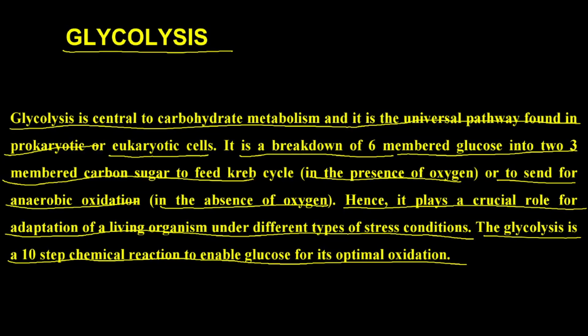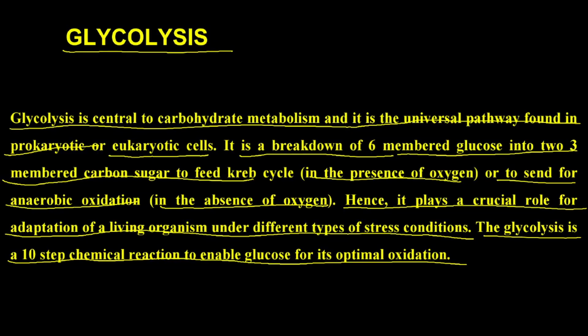So if we go by the definition, what is glycolysis? Glycolysis is central to carbohydrate metabolism, and it is the universal pathway found in prokaryotic and eukaryotic cells. It is the breakdown of six-membered glucose into two three-membered carbon sugars. क्या होता है इसमें?